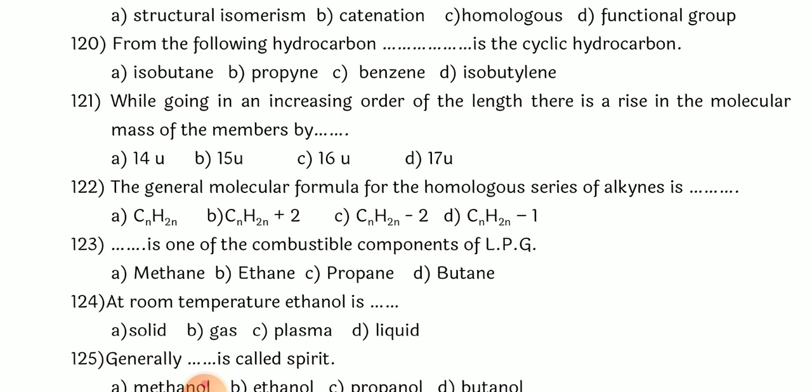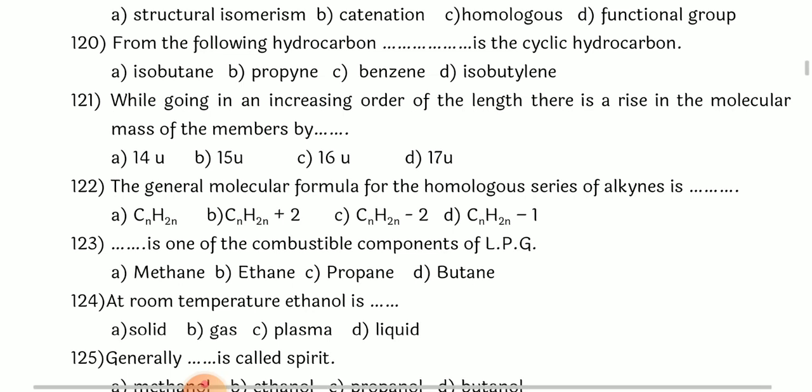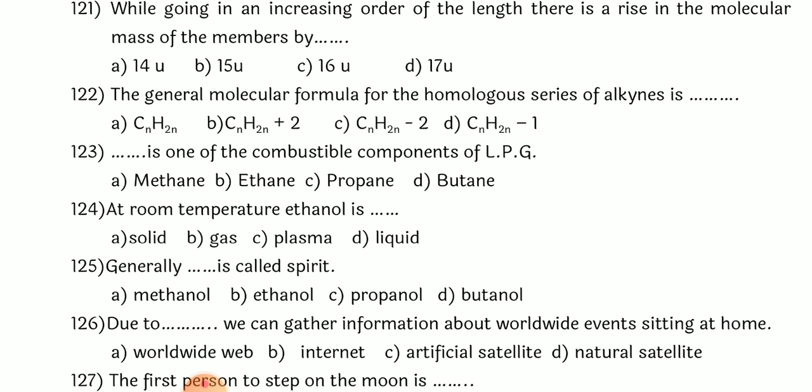The general molecular formula for the homologous series of alkene is, okay, what is the general molecular formula? CnH2n minus 2. What is CnH2n plus 2? CnH2n, okay, find out. Dash is one of the combustible components of LPG. Okay, so it is option C, that is propane. Propane's molecular formula is C3H8. Propane is one of the combustible components. This is option C.